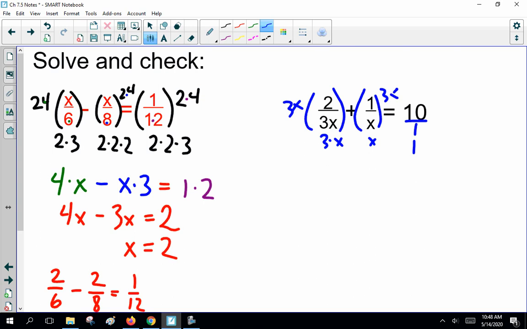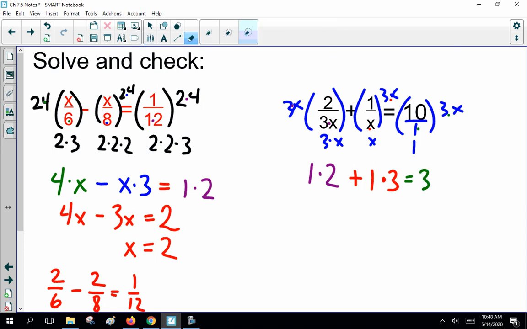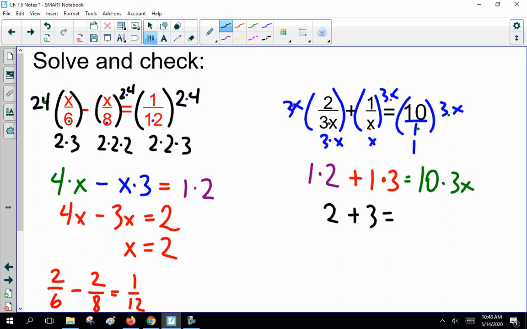So the very first one, 3x divided by 3x is 1. So this is 1 times 2. 3x divided by x is 3. So this is 1 times 3. And my last one, 3x divided by 1 is 3x. So this is 10 times 3x. Oh, this isn't so bad once you do some canceling out. So this is 2 plus 3 equals 30x. 5 equals 30x. Okay, that's not so bad.